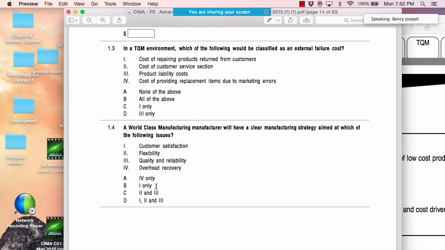Right. So actually the answer is D. The reason is, if you're looking at this, their strategy should be focused on customer satisfaction, the flexibility of manufacturing, the quality and reliability. Overhead recovery is not my focus, right? Because if I try to do overhead recovery, customers may run away, because of my inefficiency, I'm trying to pass it on to them. Yeah, that makes sense.